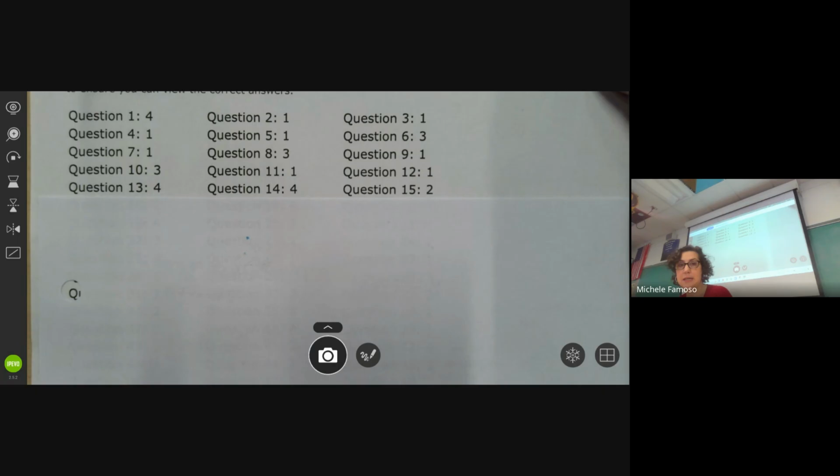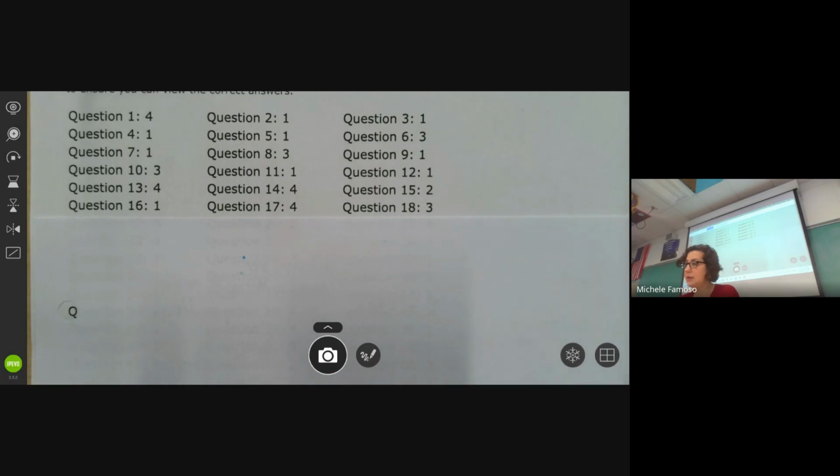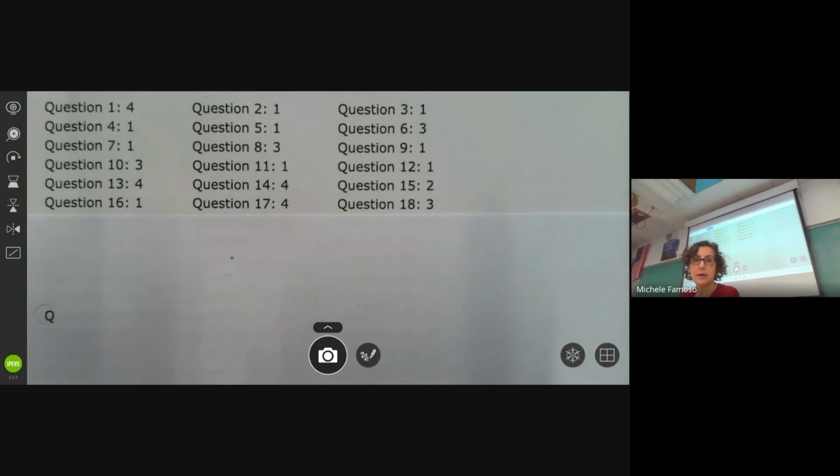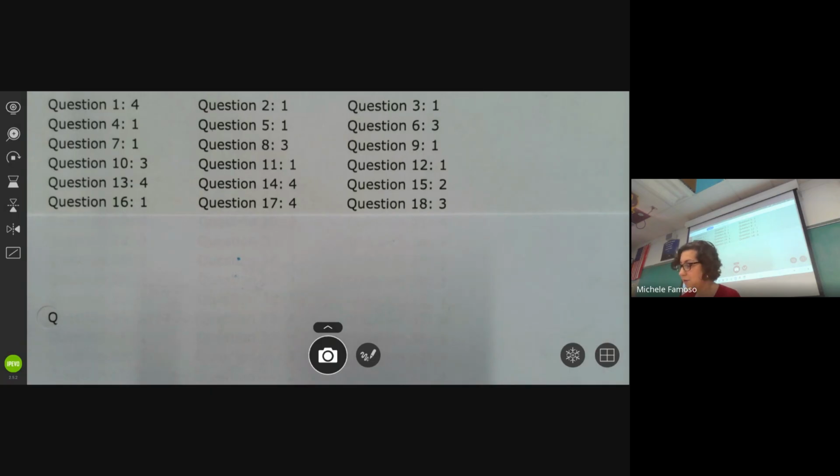11 is 1. 12 is 1. 13 is 4. 14 is 4. 15 is 2. 16 is 1. 17 is 4. 18 is 3. 19 is 4.